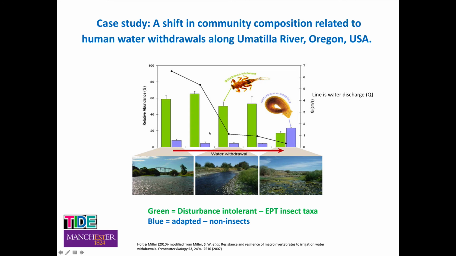However, in contrast, if you look at the blue columns, which represent the adapted non-insect organisms, for example, leeches, these increase as the water levels drop in the river. So you can look at community changes very, very quickly by monitoring the composition of the species found in your river.